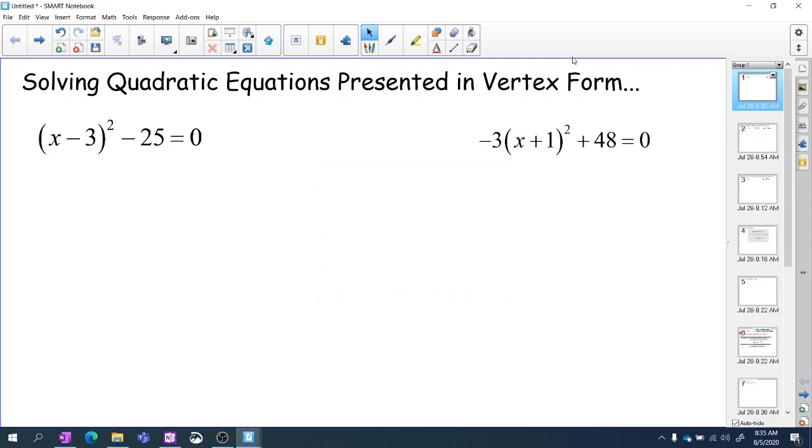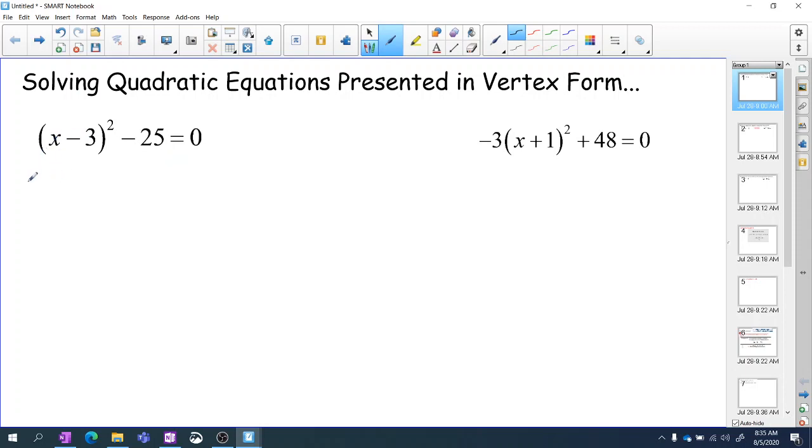So the first thing I want to look at is, what if we were presented a quadratic that was in vertex form? So let's have a look. I got a couple of examples here. If I looked at this first one here, (x - 3) squared minus 25 equals 0, what can I do to solve that? Well, at this point, your first reaction may be, why don't we expand it out and see if it's one of our factoring strategies.